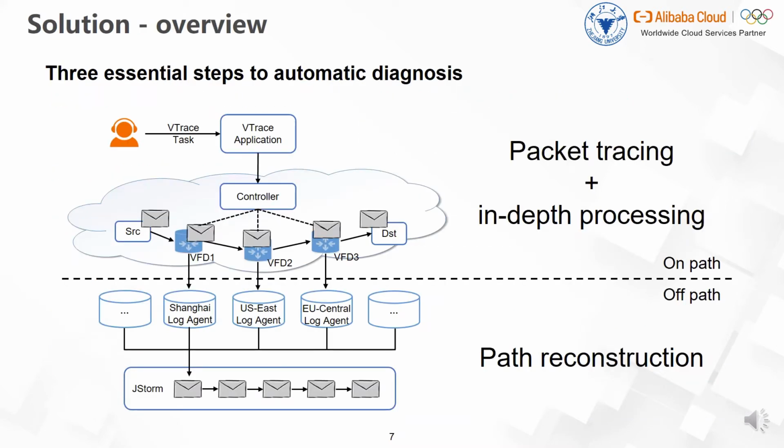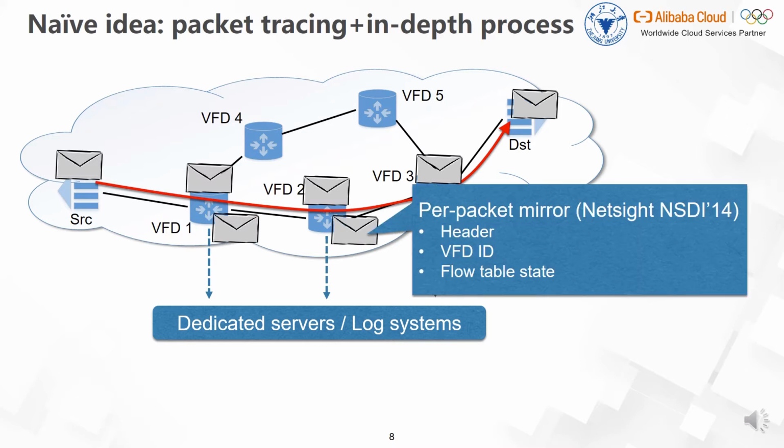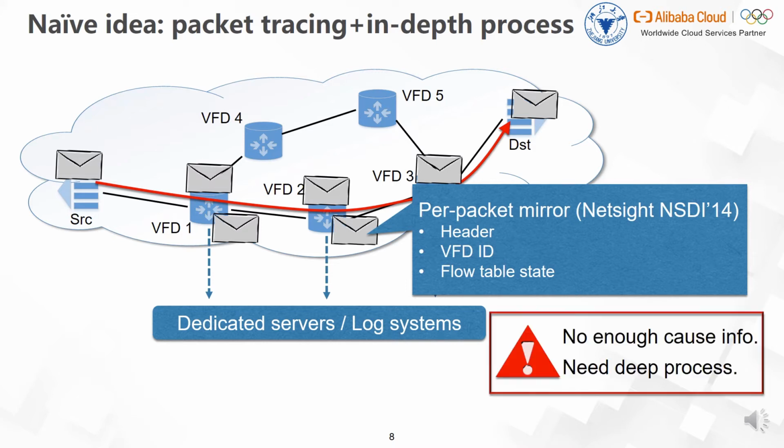To automatically diagnose root causes of persistent packet loss, our solution is mainly composed of three essential steps, that is packet tracing, in-depth processing, and path reconstruction. First, for packet tracing and in-depth processing, a naive idea is to mirror packets and send them to dedicated servers or log systems for further analysis.